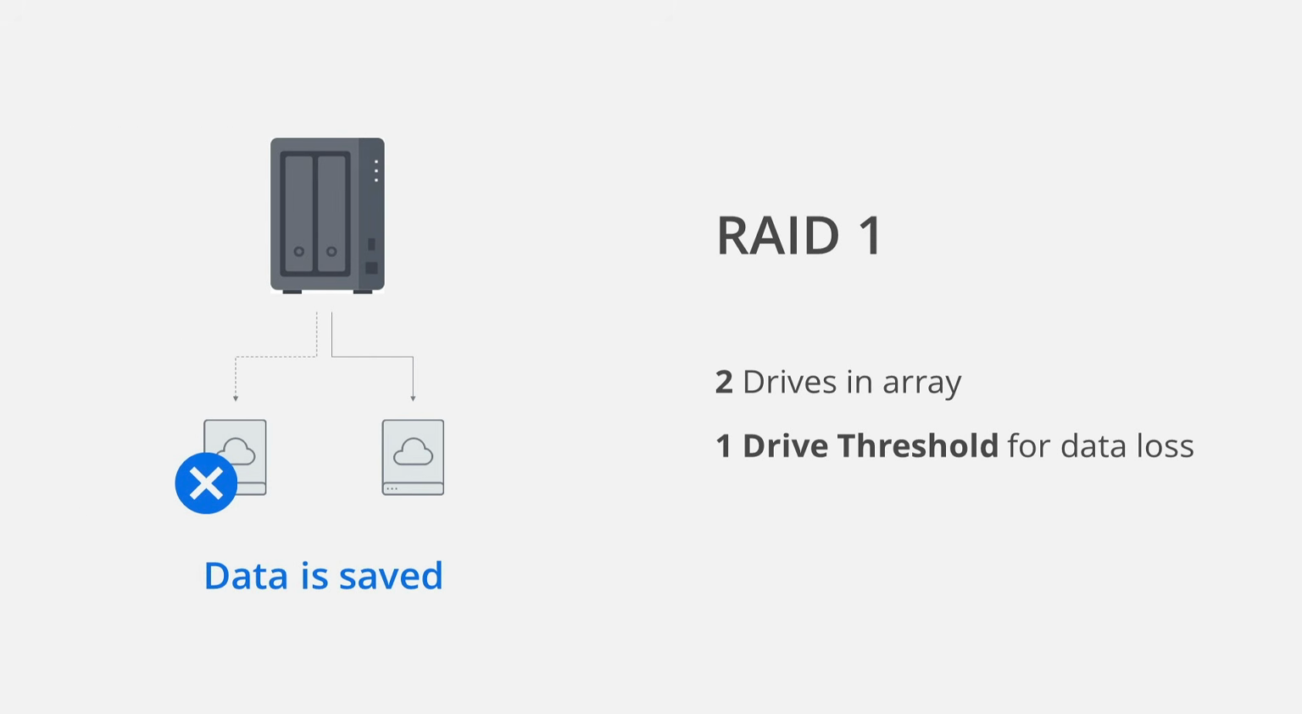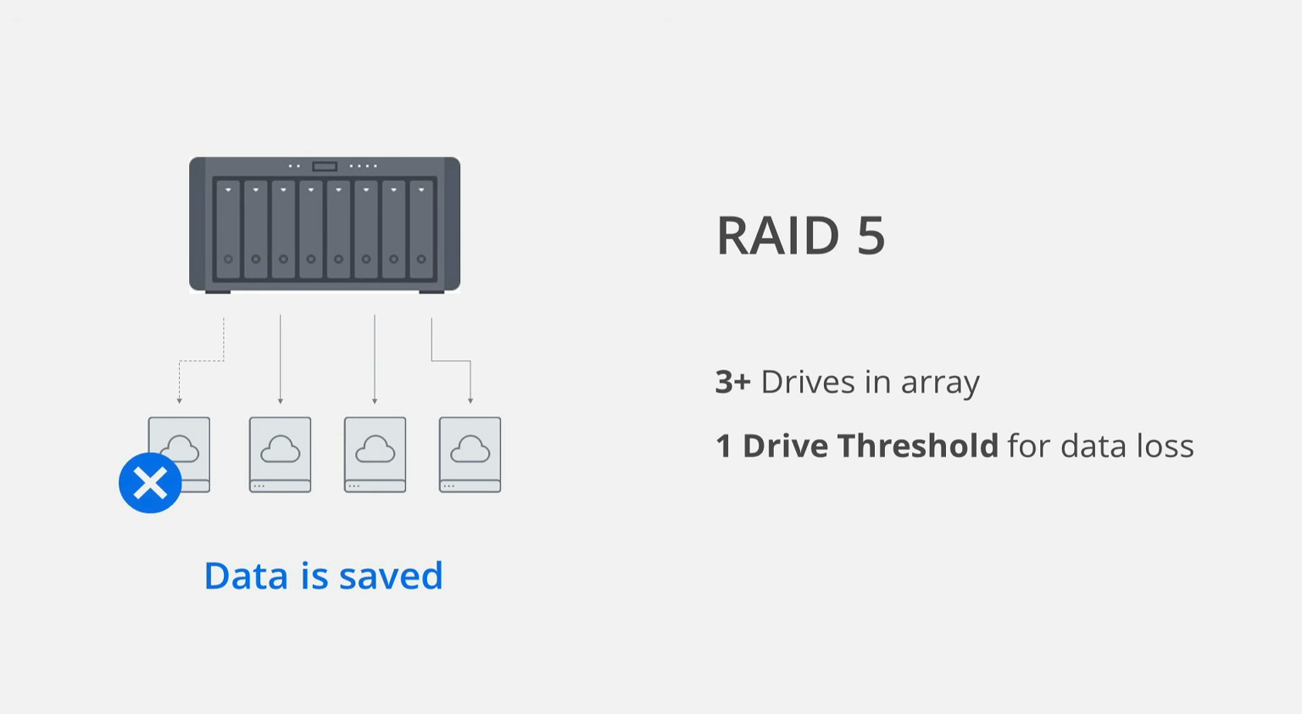RAID 1 is what we call a mirrored configuration. We have two sets of hard drives that are identical, and any data that goes on one group also goes on the other. So if we lose one group, we always have the mirror to fall back on. This could be 2 drives, 2 sets of 2, or 2 sets of 4. Our next example, RAID 5.